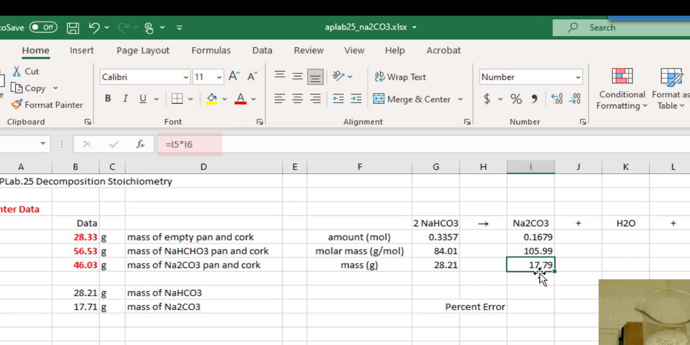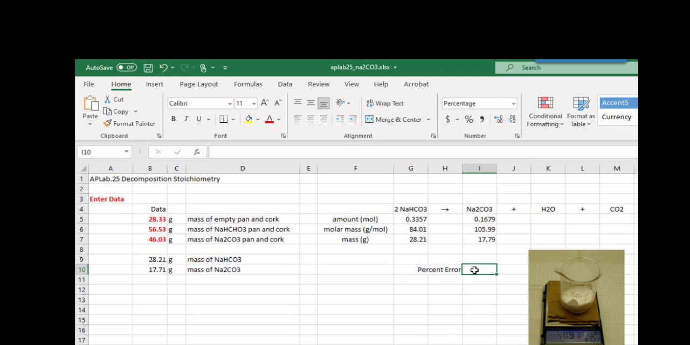If this thing was heated perfectly and I didn't have to worry about convection currents and so forth, I would expect to get 17.79 grams of sodium carbonate. Now, here's what I actually got, 17.71. That's pretty close. And for this experiment, considering that we had moisture in the air and those convection currents, I'm pretty pleased with this. And I can find the percent error pretty easily.